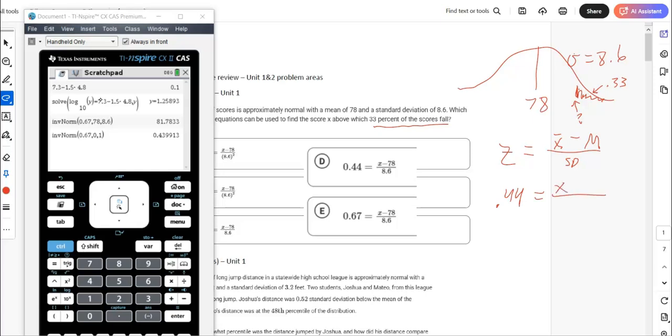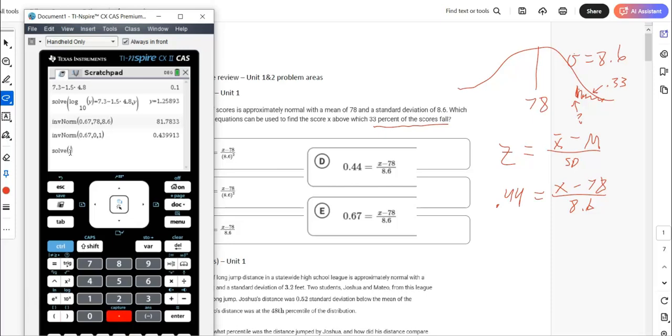Well, we don't know x bar. We do know the mean is 78. We do know the standard deviation is 8.6. And I was going to solve this. And by the way, if you do solve it, you get 81.78. Just to show you that's true, let me go back to the calculator.